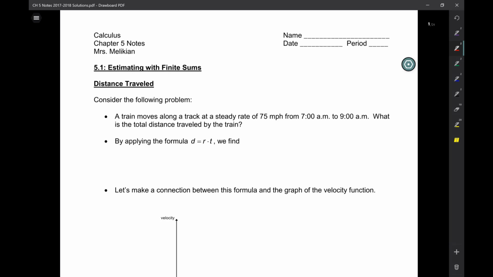So let's start talking about this situation. A train is moving along a track at a steady rate of 75 miles per hour, from 7 a.m. to 9 a.m. What is the total distance traveled by the train?